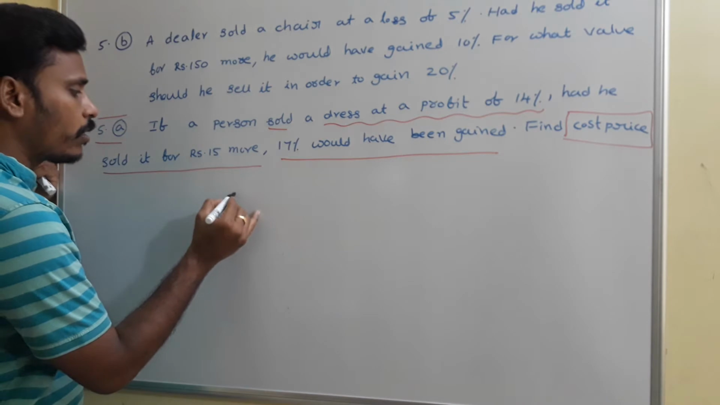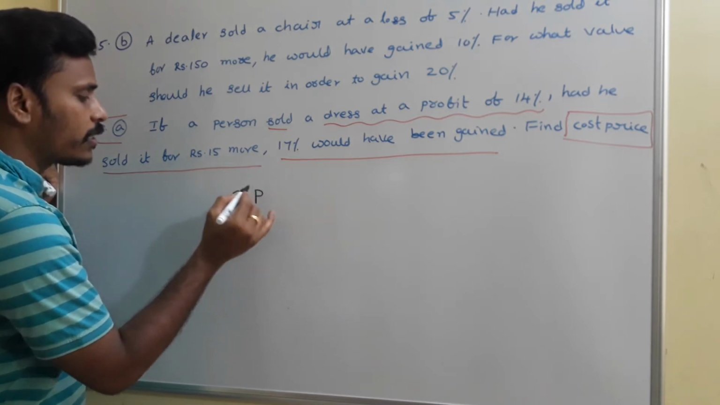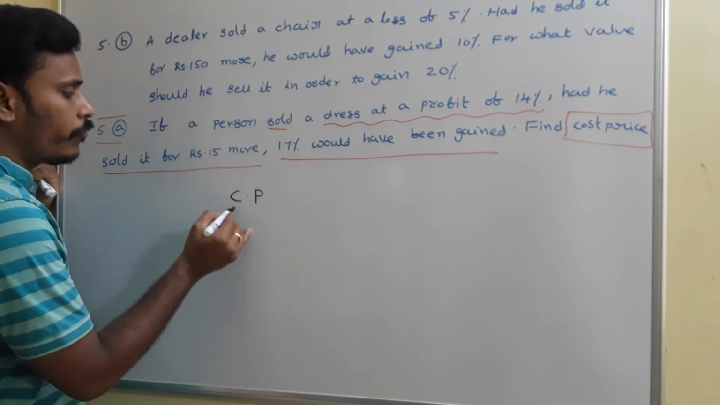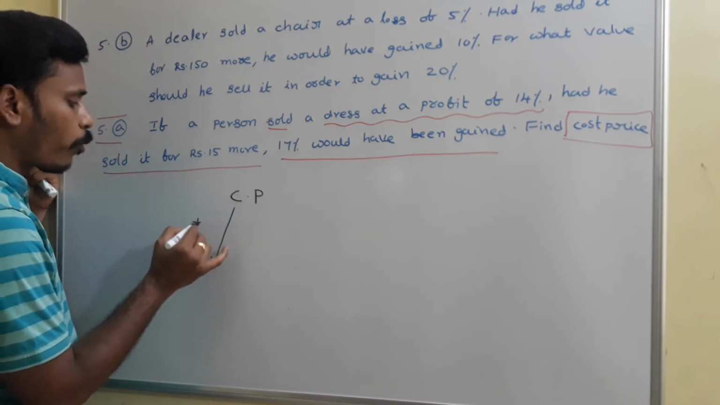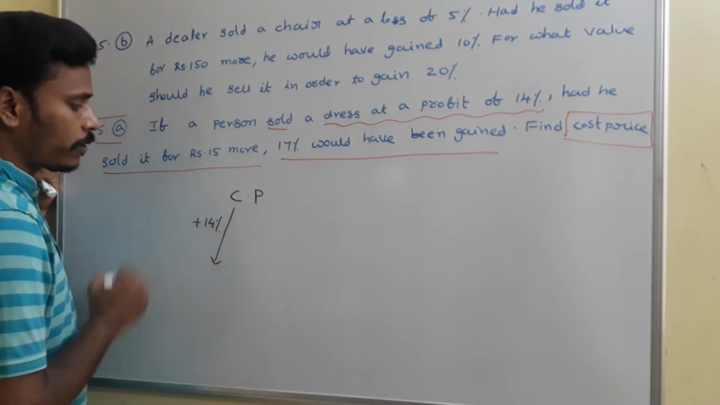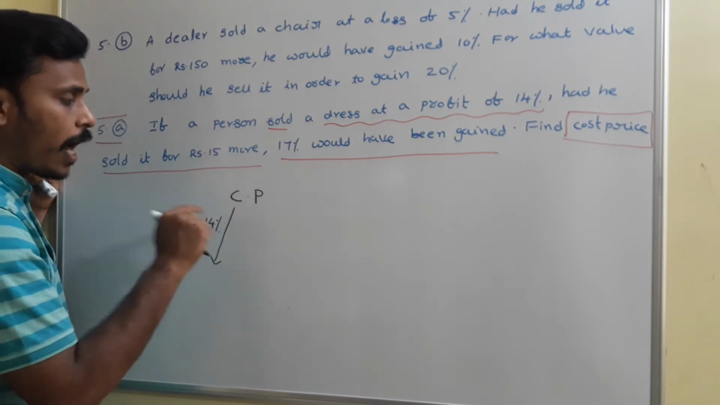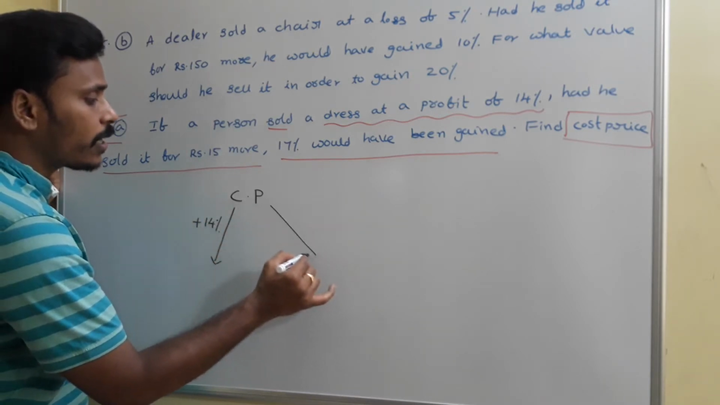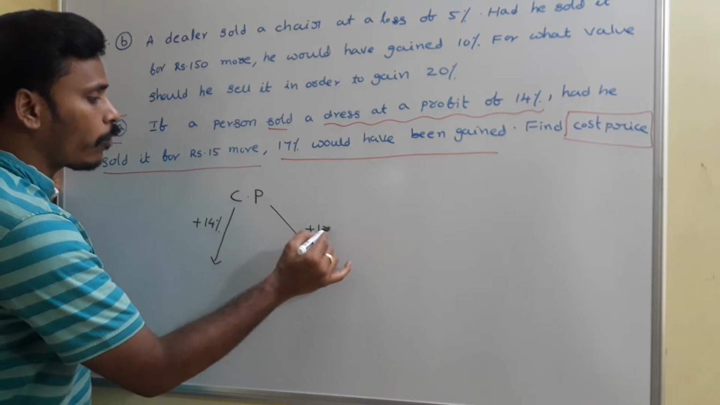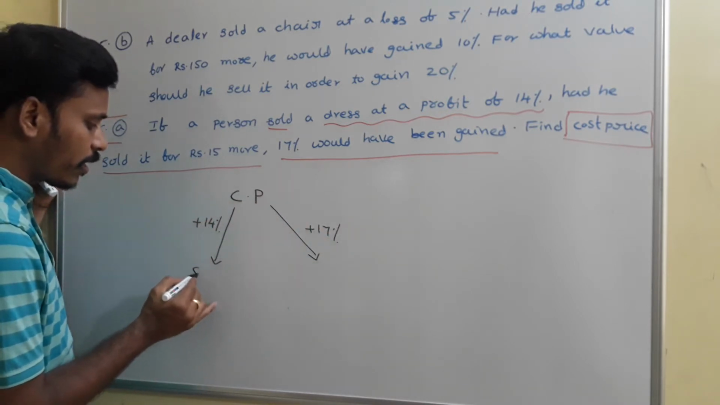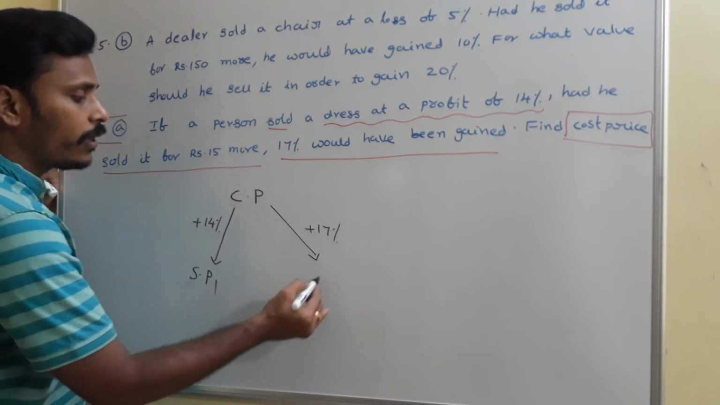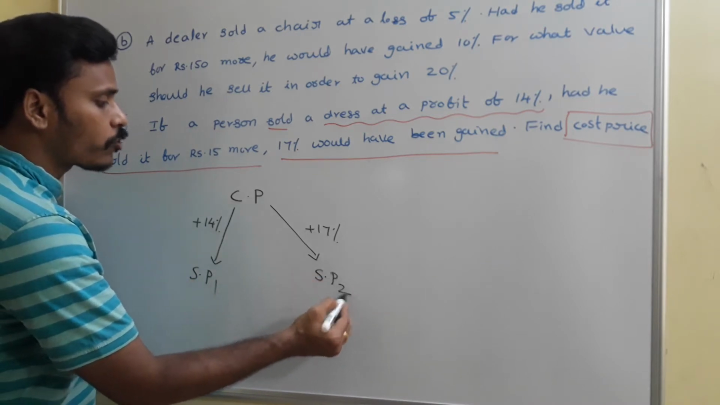A person bought the dress with some amount, and that is the cost price. See, in one case, the person is selling the dress at a profit of 14%. Okay, this is the profit. And in the other case, the person is selling the dress at a profit of 17%. In this case, it is selling price 1, and in this case, it is selling price 2.